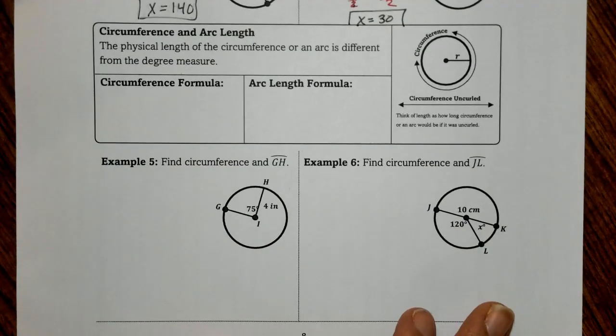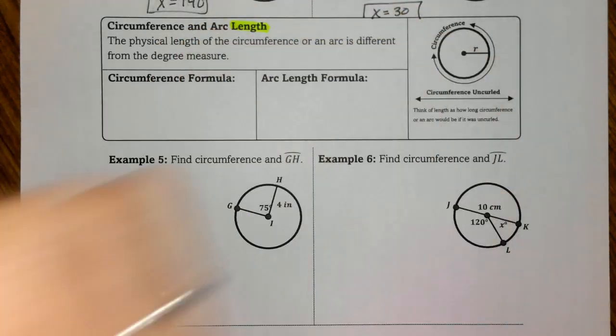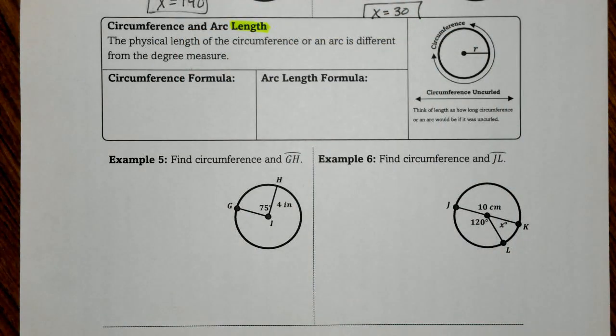Now, arc length. Arc length is different. You're not going to have a standard number that it's always going to be, like the 360. Your arc length is going to come from your circumference, and your circumference is measured in inches, feet, yards, centimeters. This is going to be the physical length of that circumference or the arc, and it will be different. So now we're looking at length. Arc measure is degrees. Arc length is going to be inches, feet, etc.